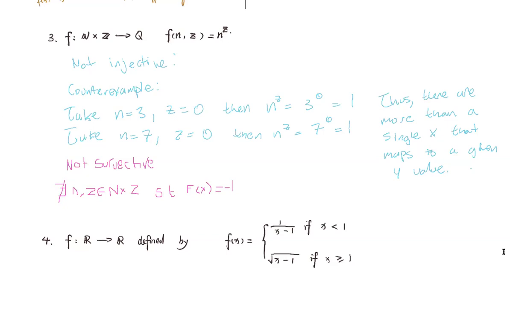Okay, seems like you guys are done. Let's see. It's not injective and it's not surjective. That's correct. So we add correct. This is correct. This is correct as well. Take n equals to 3, z equals to 0. Then n to the power of z is 3 to the power of 0 equals to 1. And 7 to the power of 0 is also 1. So thus there are more than a single x. This is wrong, okay? More than a single x.